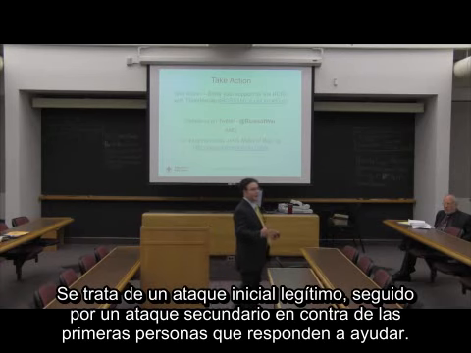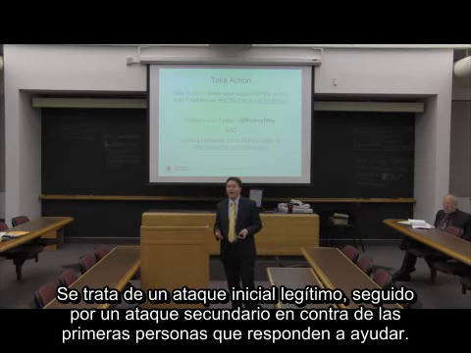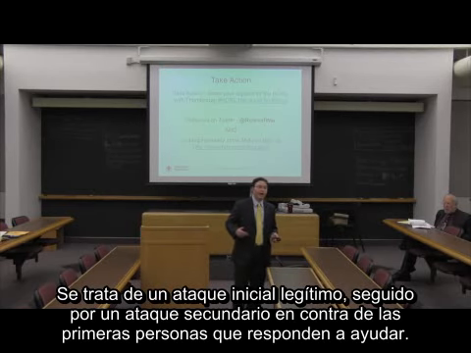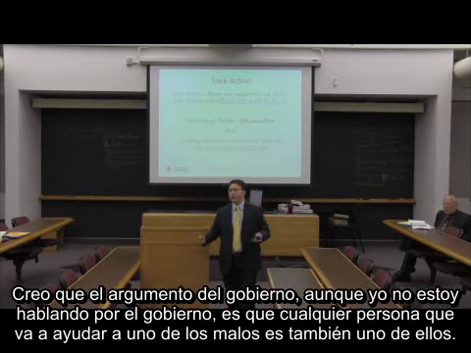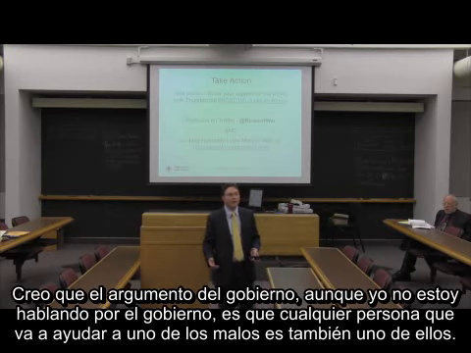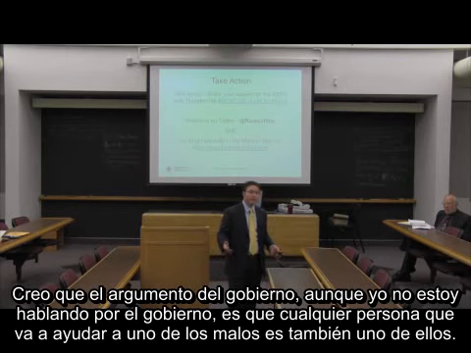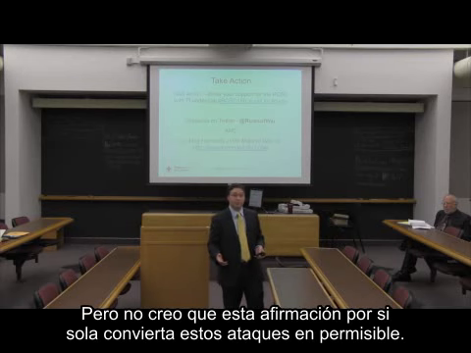There's also a concern with so-called drone strike double taps, which is an initial strike against suspected legitimate targets, but then a secondary strike on first responders. And I think the government's argument, and I'm not speaking for the government, is that anybody who's going to help a bad guy is probably a bad guy themselves. But that assertion doesn't necessarily make those strikes permissible in itself.